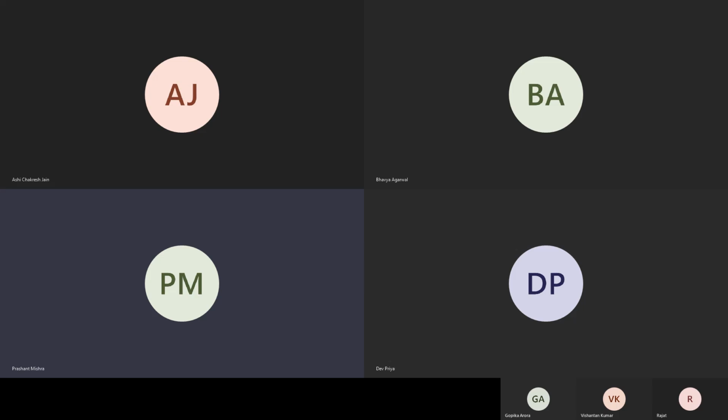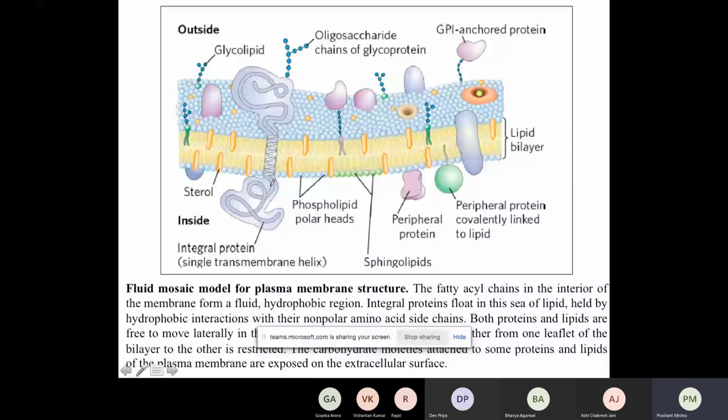Phenomenon of its fluid nature. In the class, we have discussed that the membranes are fluid-like structures. Today we will discuss the experiment by which you can prove that membranes are fluid. But before that, let us look at the complete organization of the membrane.